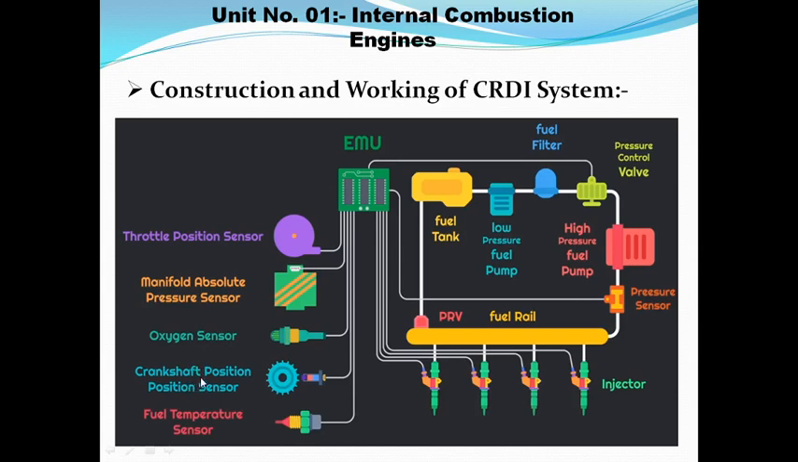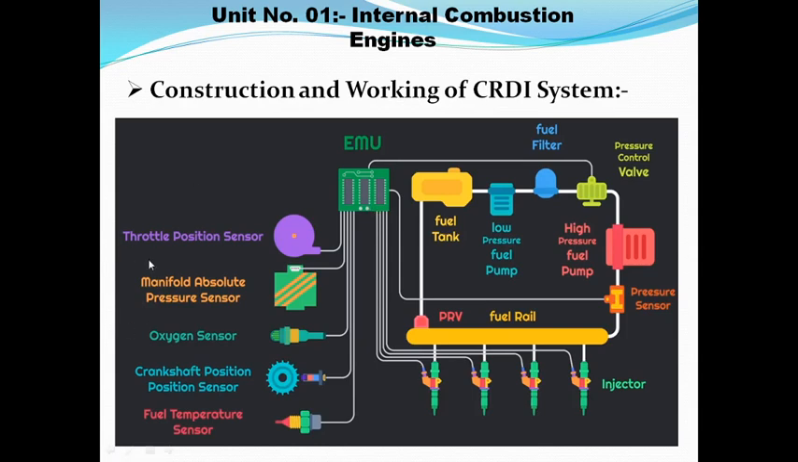Then the crankshaft position sensor, which is mounted near the crankshaft. The next one is the fuel temperature sensor. This fuel temperature sensor is mounted in the fuel tank for monitoring the temperature of the fuel. All these sensors are connected to the EMU. EMU means electronic module unit, or it is also called the electronic control unit. There is one more sensor, that is the pressure sensor. This pressure sensor senses the pressure in the pipeline. Then it is also connected to the EMU.